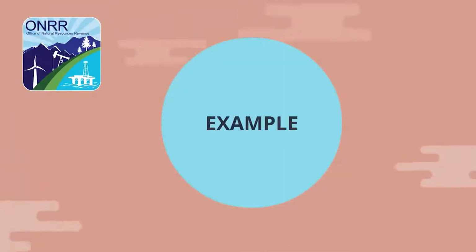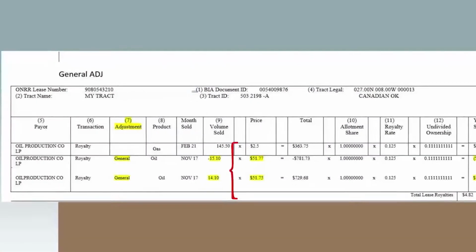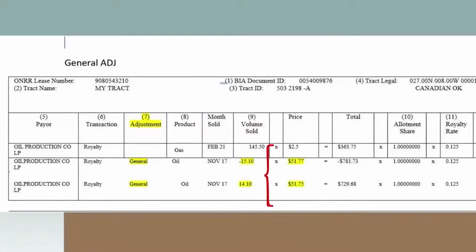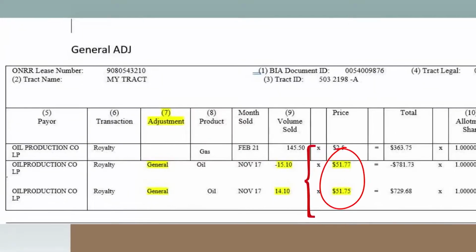In the following example, the oil royalties for November 2017 were adjusted. The sales volume was decreased by 1 barrel and the price was reduced by 2 cents, from $51.77 to $51.75. In column 9 under volume sold, minus 15.10 is highlighted on one line and 14.10 on another, illustrating the decrease in sales volume for November 2017.